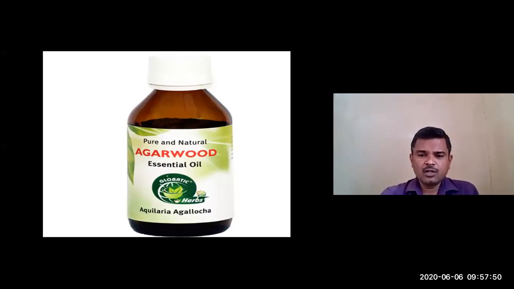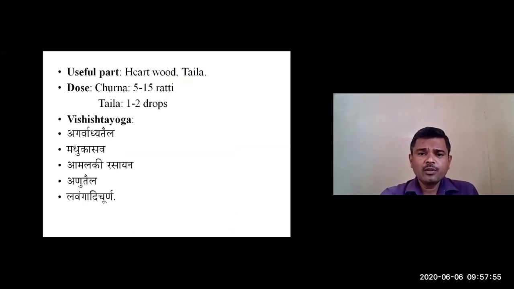This is a picture of the essential oil, that is the taila of Agaru. The useful part of Agaru is heartwood, that is Kanda Sara. How many drugs are there in which Kanda Sara is the useful part? In the last class we discussed Kadira, and today Agaru. Chandana, Rakta Chandana and Asana are also drugs in which Kanda Sara is the useful part.